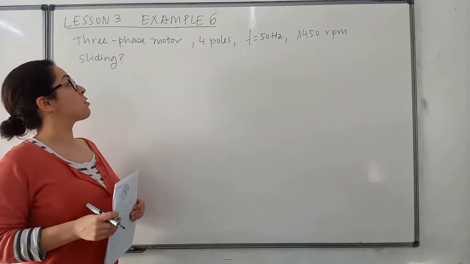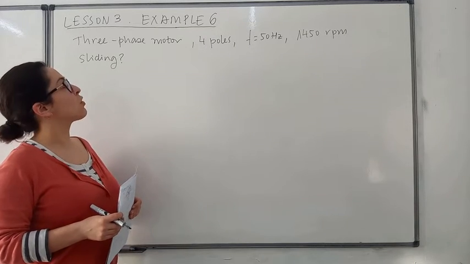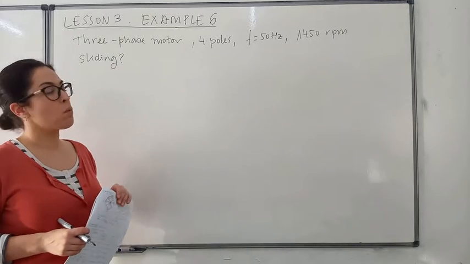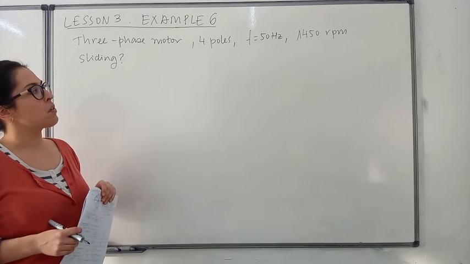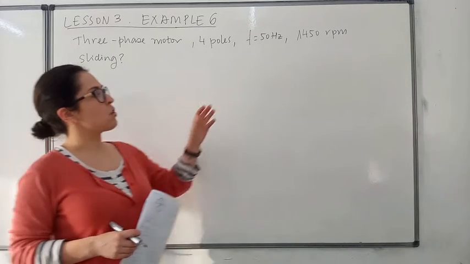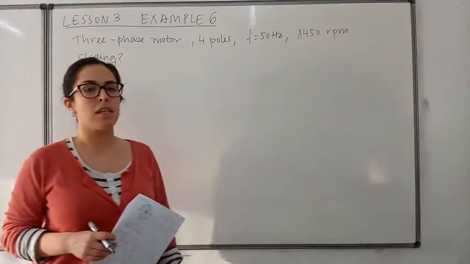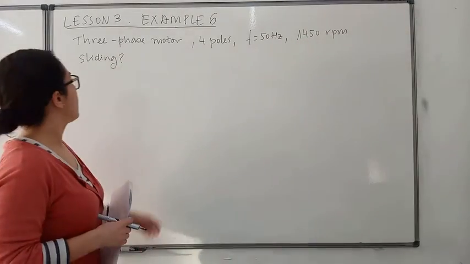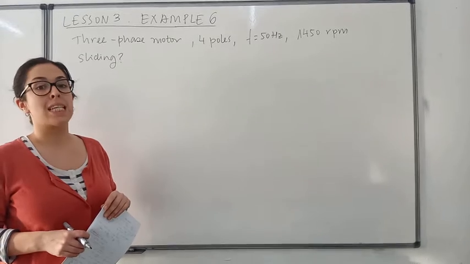Hi everyone, in this video we are explaining example 6 from lesson 3. In this example we have a three-phase motor with 4 poles, a frequency of 50 Hz, which is rotating at that velocity, 1450 revolutions per minute, and they ask about the sliding.